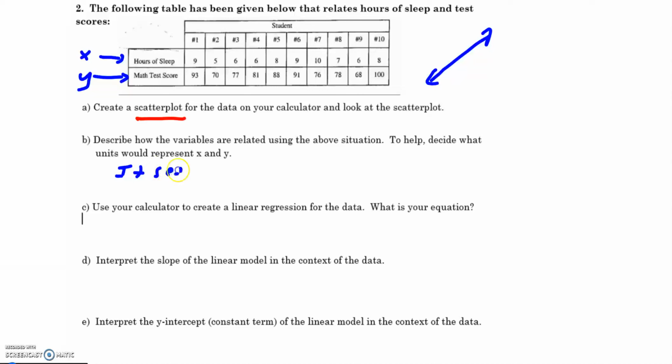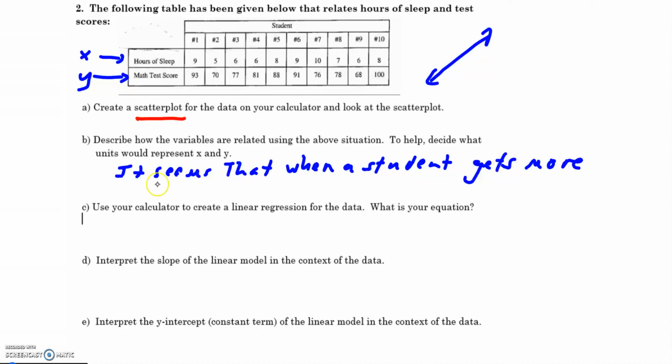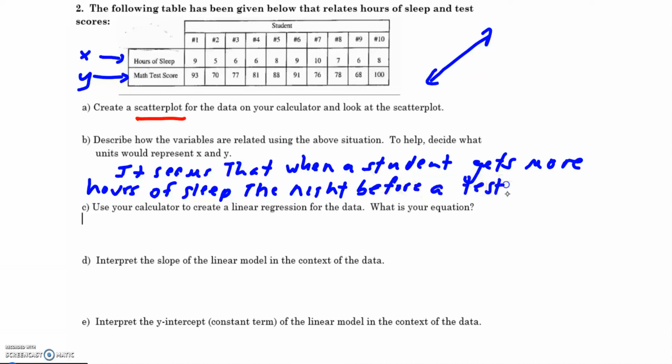It seems that when a student gets more hours of sleep the night before a test, the higher the test score.